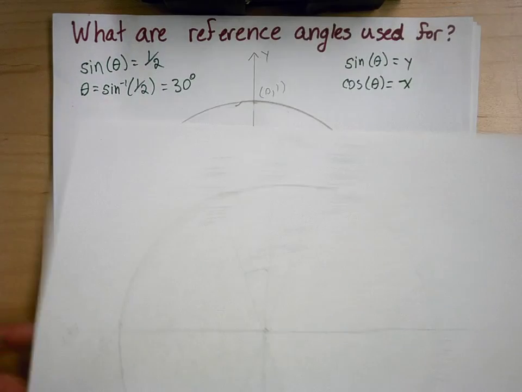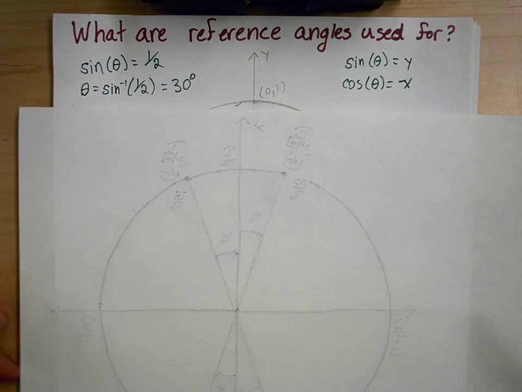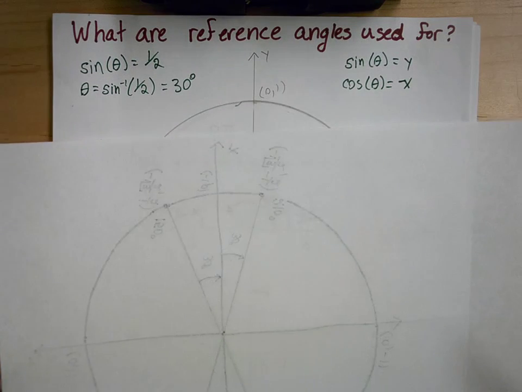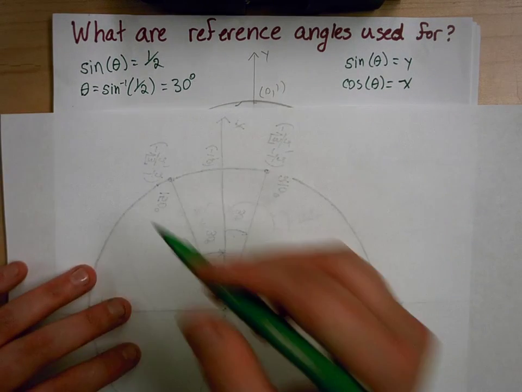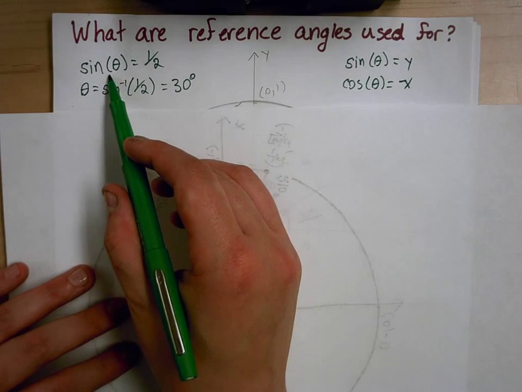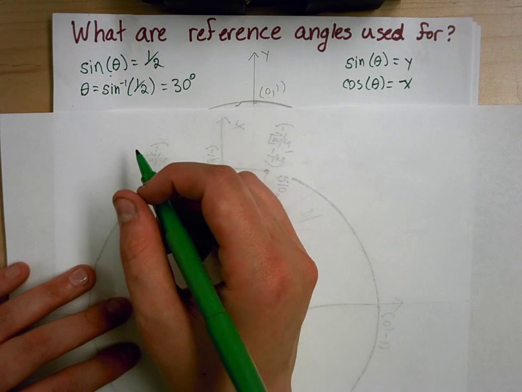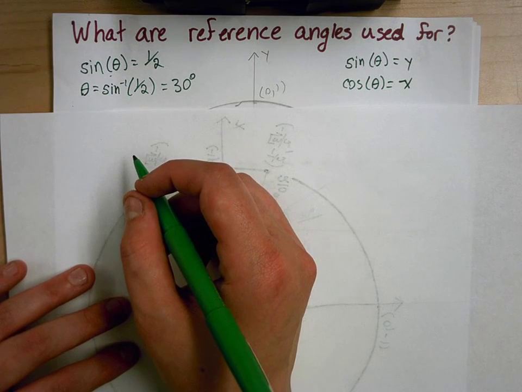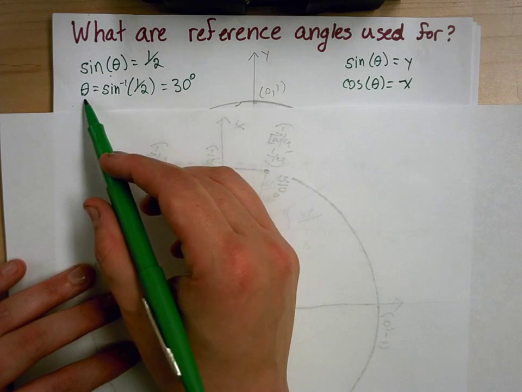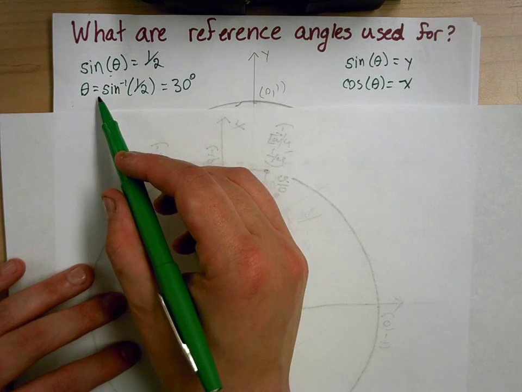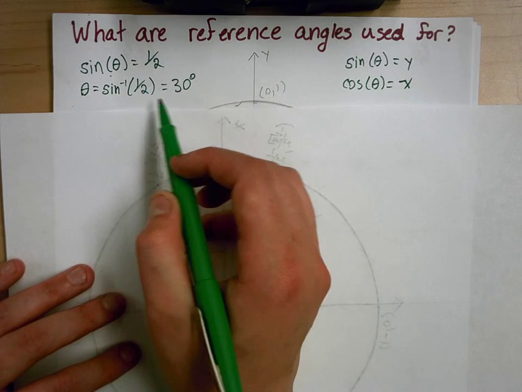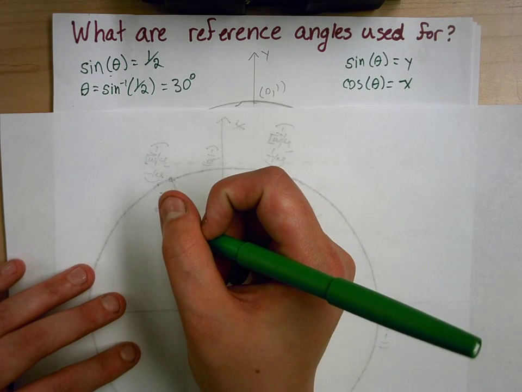All right, so let's go ahead and do an example. So what are reference angles used for? Well, we just said they're used for inverses. So let's say that we want to find all values for theta between 0 and 360 degrees. Okay, so we take sine inverse of both sides, and we get that theta equals sine inverse of 1/2 equals 30 degrees.